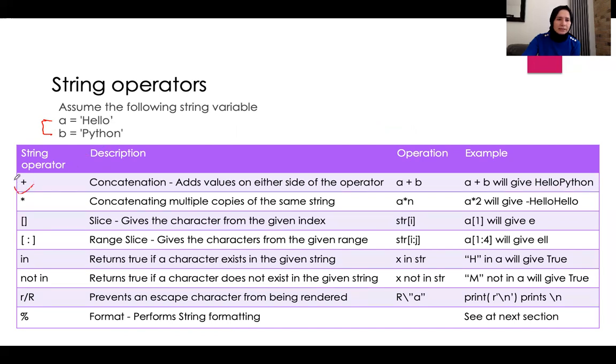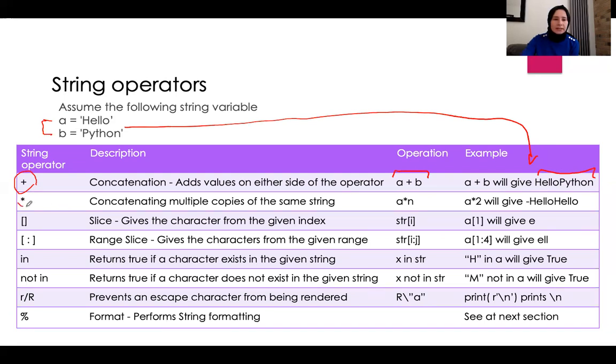Let's start with the plus string operator. Basically, this adds values on either side of the operator. When we say A plus B, considering the example that I have provided here, this will create hello Python with no space. This is what it does. When you say A plus B, it binds them together with no space.